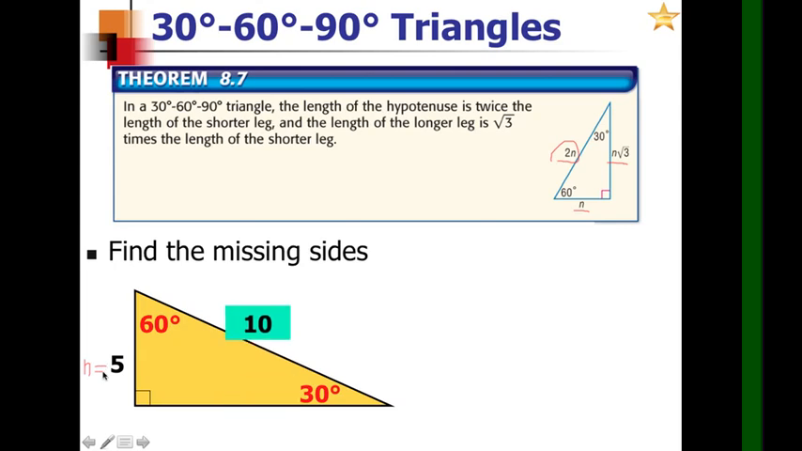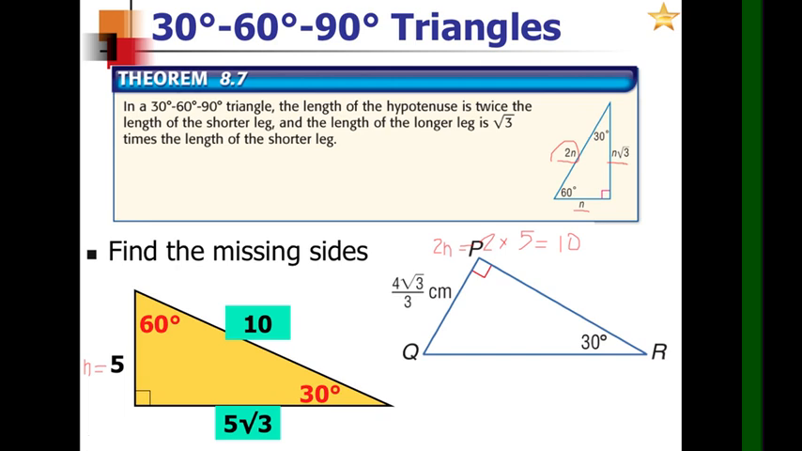So we're looking for the 90. So for 90, since we have 2n, so that is 2n equals, what's n? 5. So we have 2 times 5. So you will get 10. So therefore, 90 is equal to 10. Right? How about 60? So we have n square root of 3. So that's our n is 5. So that's 5 square root of 3.